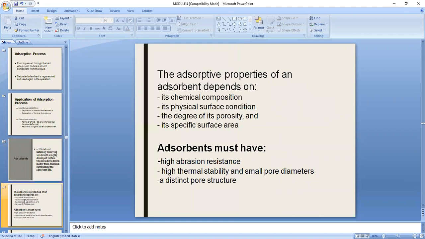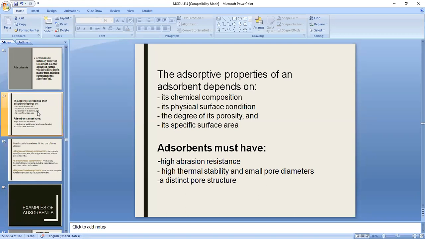The adsorption process of an adsorbent depends on its chemical composition, its physical surface condition, the degree of its porosity, and its specific surface area. So how well the adsorbent performs its duty depends on these four factors. Adsorbents must have high abrasive resistance, high thermal stability, so even if the temperature changes, it should remain stable, and small pore diameters. And they should have distinct pore structures. These should be their characteristics.